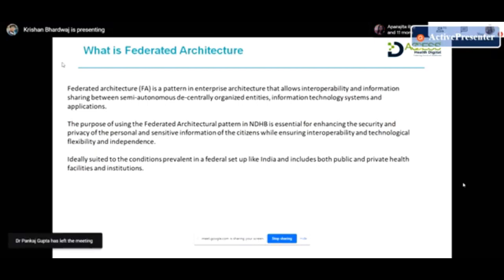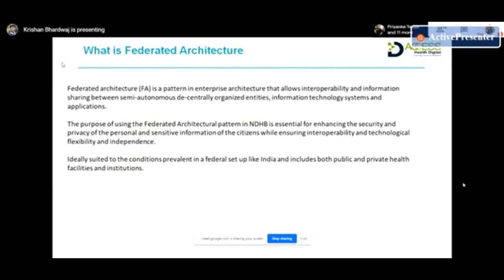Any questions till now? I mean, any confusion, anything you want to discuss? Anyone? Christian, sorry, one quick question. When you say, I didn't understand the difference between decentralized architecture and federated architecture. What is the difference? Decentralized and federated, you're asking, right?